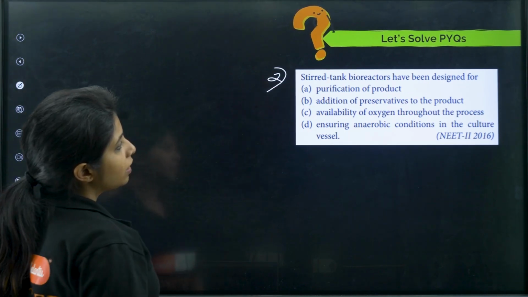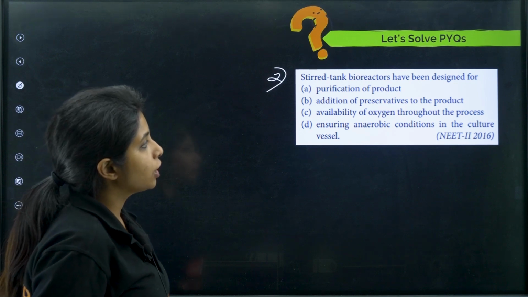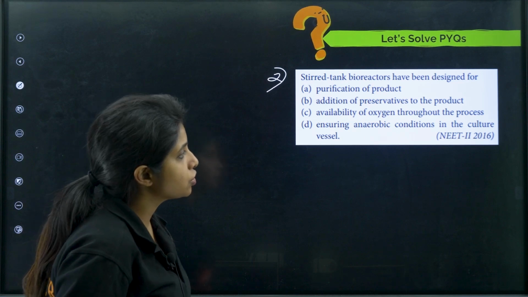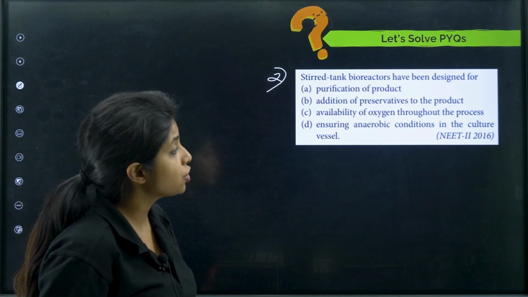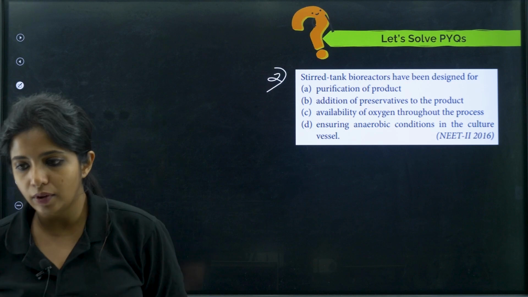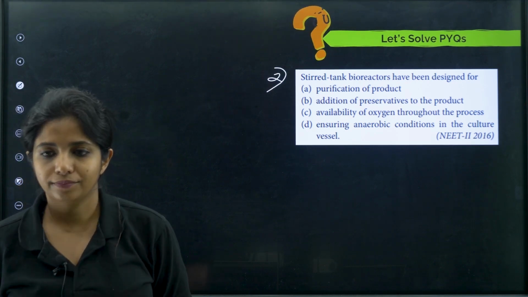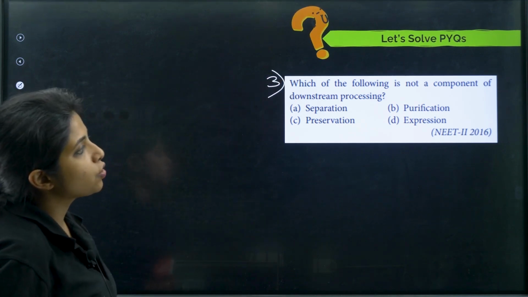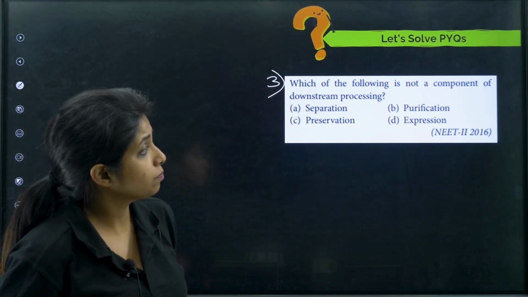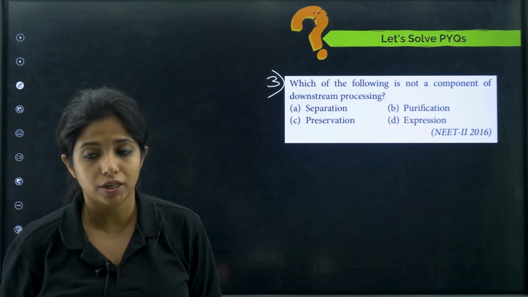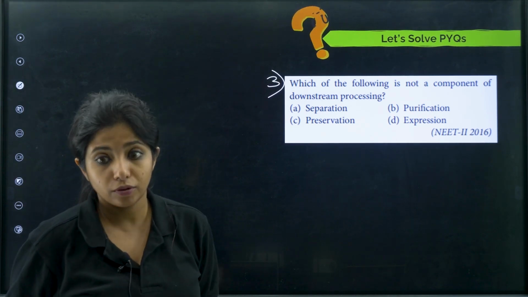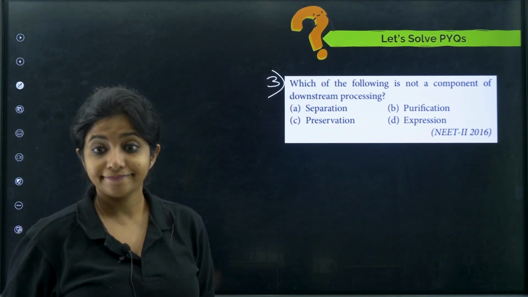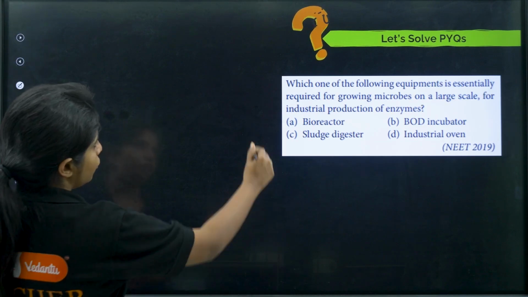Second question. Stirred tank bioreactors have been designed for purification of product, addition of preservatives to the product, availability of oxygen throughout the process, or ensuring anaerobic conditions in the culture vessel. What is the answer for this? Again, something that I have pointed out as important. Third, which of the following is not a component of downstream processing? Separation, purification, preservation, expression, as in expression of the proteins. NEET 2016 question.